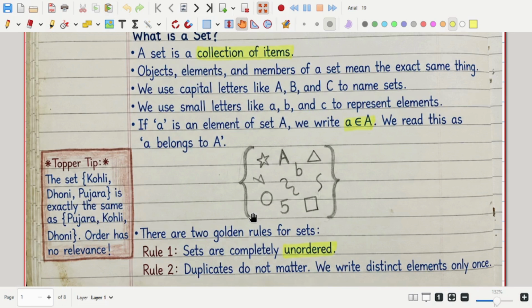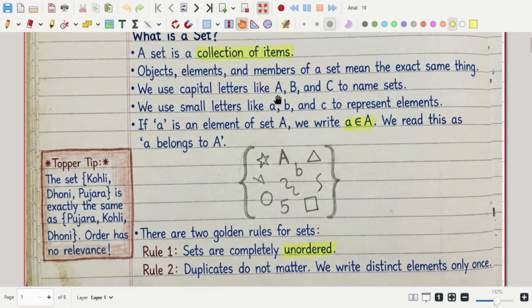So it contains any element such as capital A, small b, integers like 0, 5 or -1, decimal point such as 1.5 or any text. So collection of these atoms is called as a set. So this capital A, small b, 0, 5 are called as objects or elements or members of set. They all mean exactly the same thing.